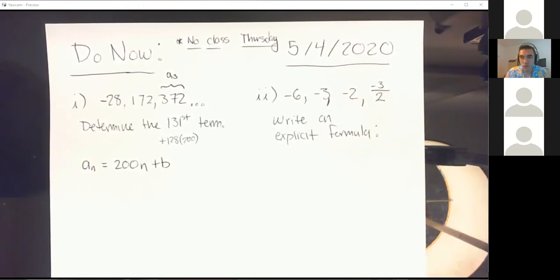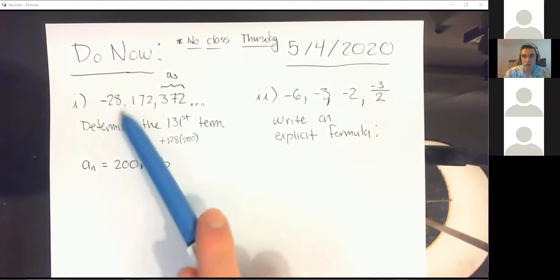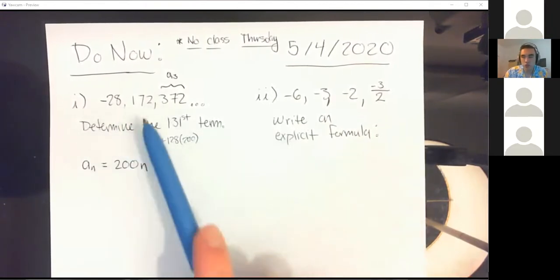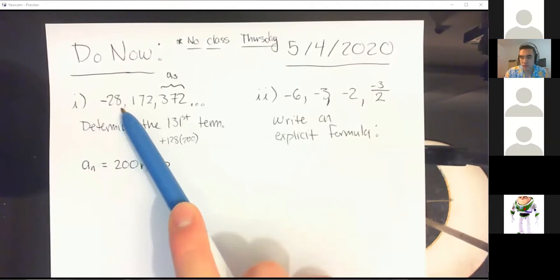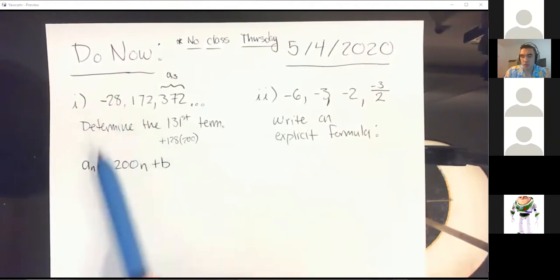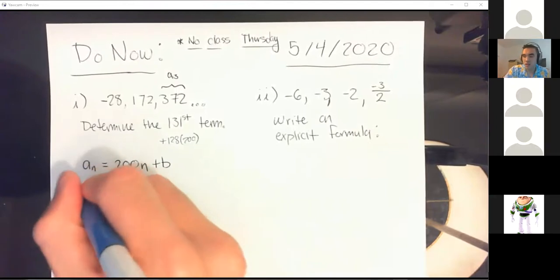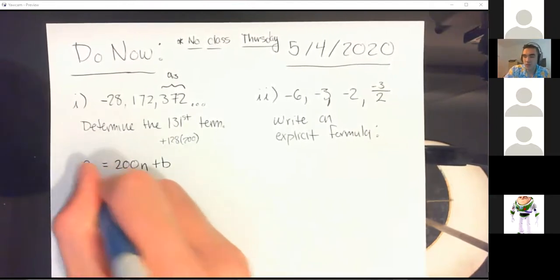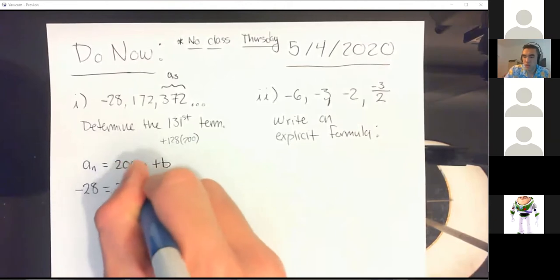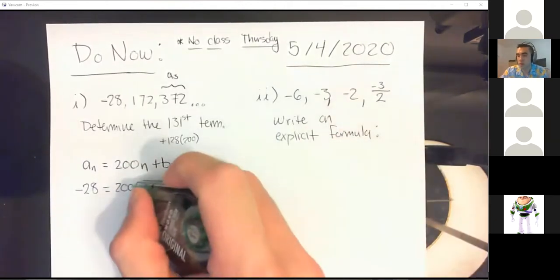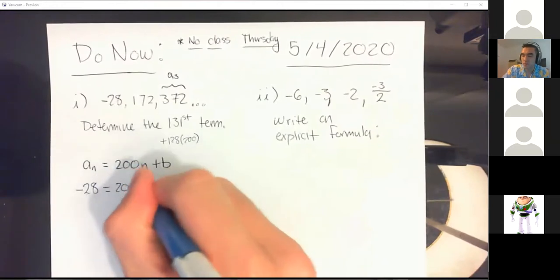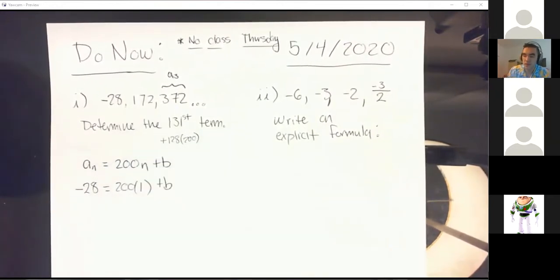Once you have the slope, the way that you solve for the intercept of a linear equation is that you plug in a point. If you were to just say that the constant is negative 28 because it's the first term, you would be misaligning one of your points. What number are we plugging in when we generate negative 28? Which term is this? 1. This is the first term. So the act of plugging in a point is going to look like this: if we plug in a 1, we're actually saying negative 28 is equal to 200 times 1, because that's our first term, then plus b. And so what is b?